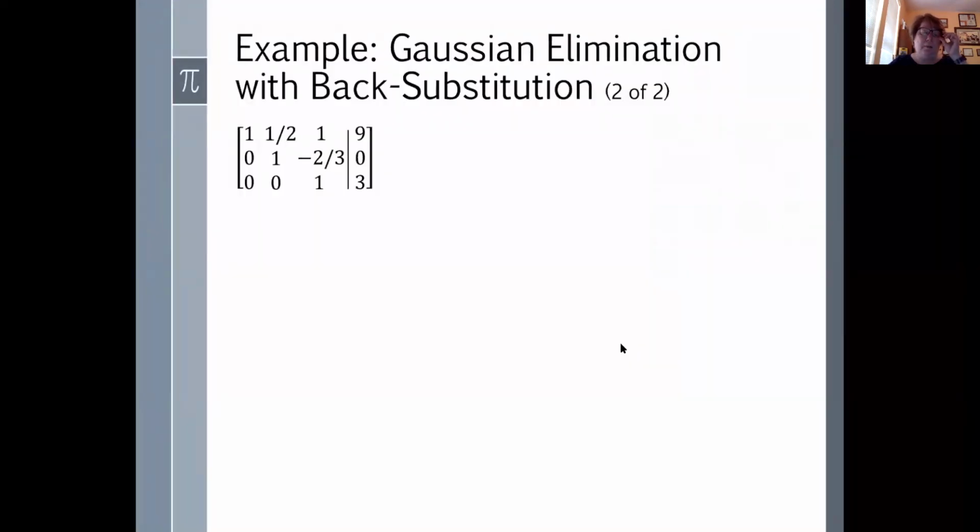All right, so here is the augmented matrix in row echelon form. So we're now going to write this row echelon form matrix back to a system of equations. So this third row, the coefficient on x is 0, the coefficient on y is 0, but it tells me that z is 3. So I know what z is.